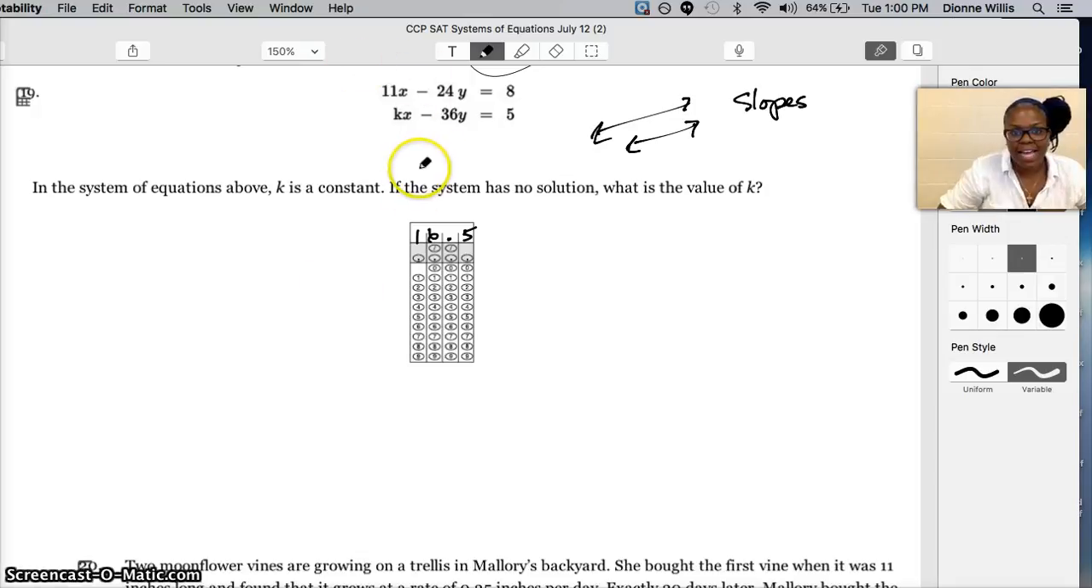So now that I'm recognizing that, I know that I need the same slope. I know that K is going to give me the slope. Well, how do I find the slope? Well, what's the slope of this guy?